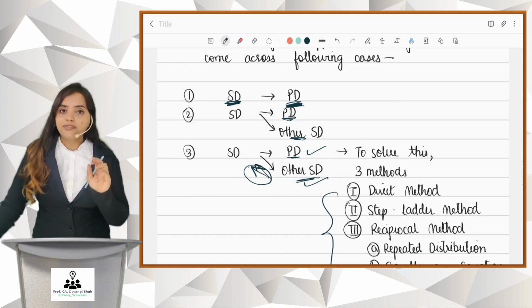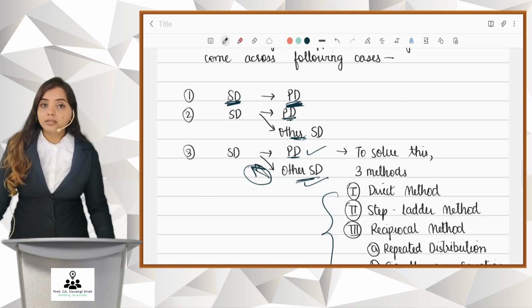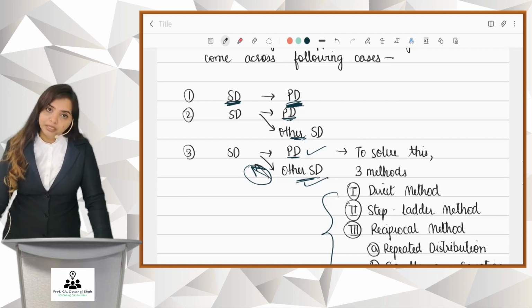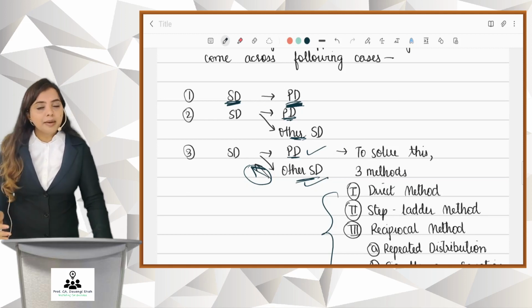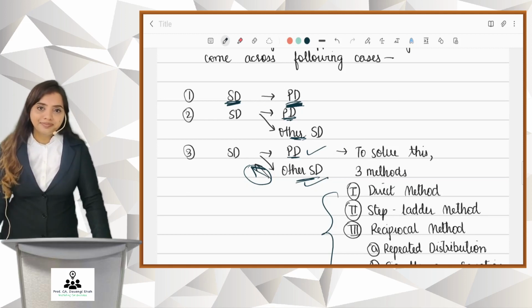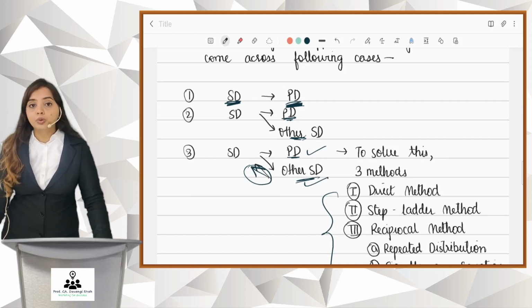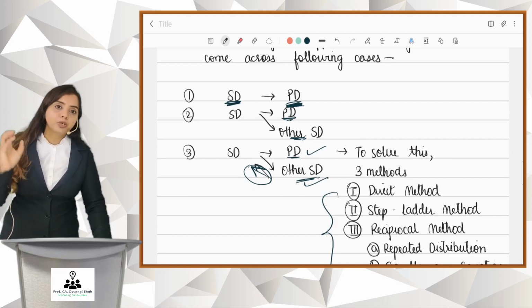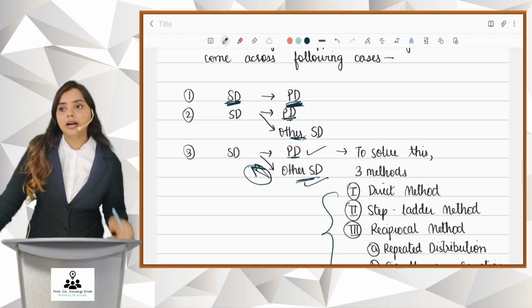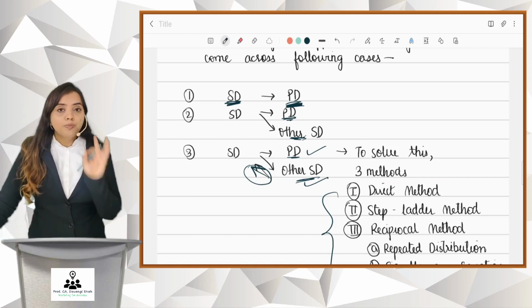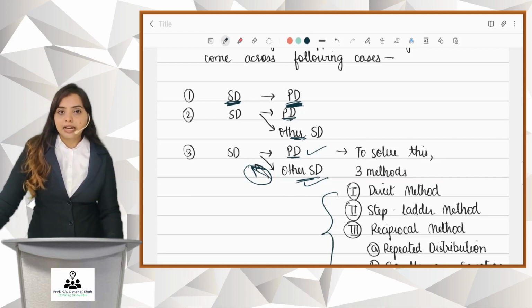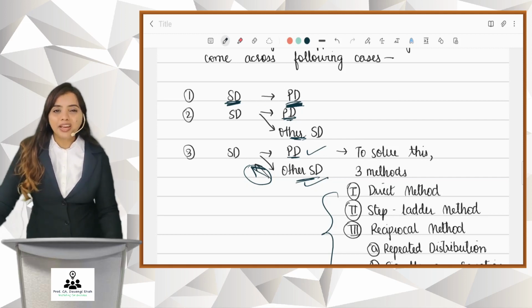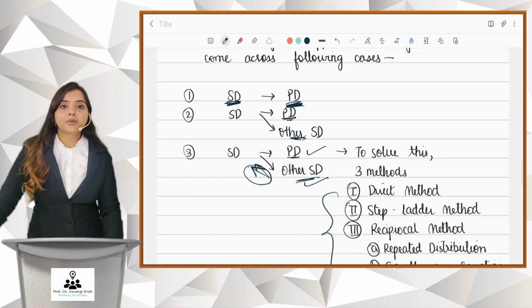To solve this case, friends, you have three methods. The first method is the direct method, the second is the step method, the third is the reciprocal method. And to solve the reciprocal method, you have three techniques: repeated distribution, simultaneous equation, and trial and error. These methods will help you to do reapportionment of overheads of service departments to production departments. If you want to understand this numerically, friends, you must watch my RTP video, wherein all these are discussed. Those who watch it will get clarity on how to work.